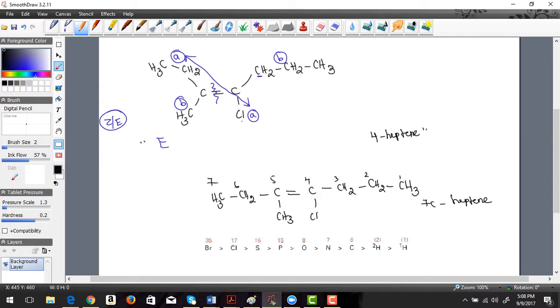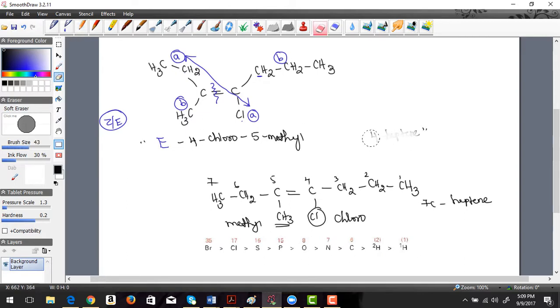We still have to get the rest. This is a chloro, and this right here is, we know, a methyl. But chloro comes before methyl and it's on 4, so E-4-chloro-5-methyl, sorry about the space, 4-heptene. I can actually delete this over here, bring it back here, 4-heptene. That's how you label the compound. Very good.